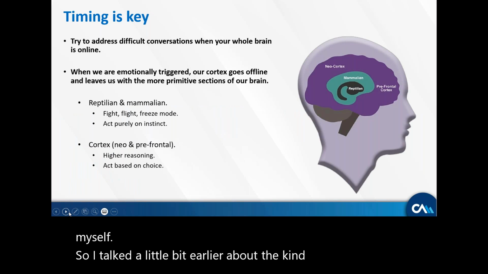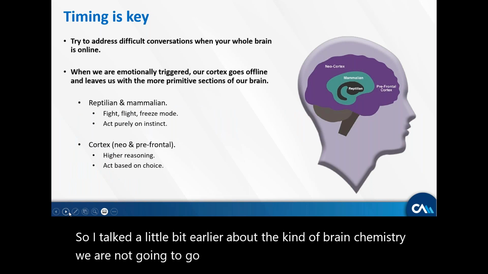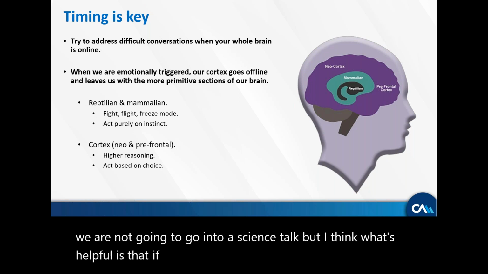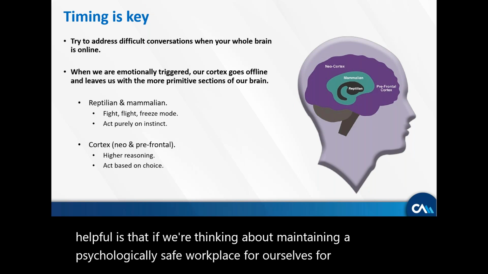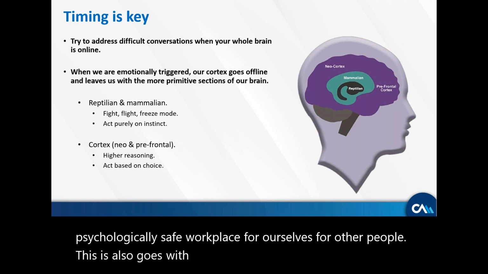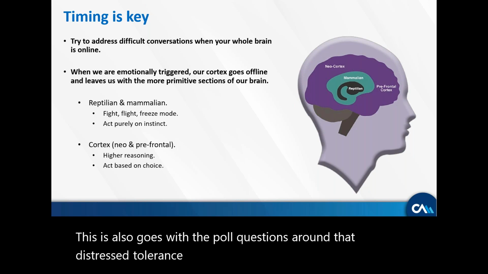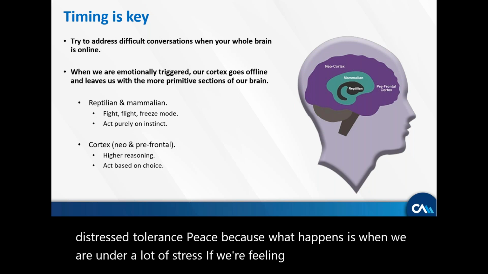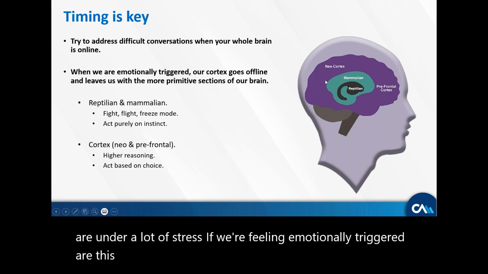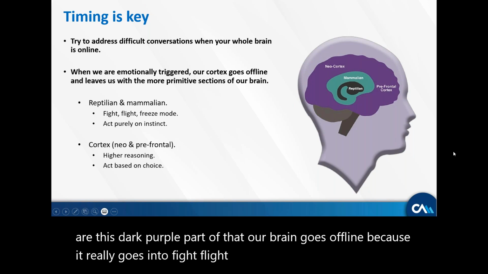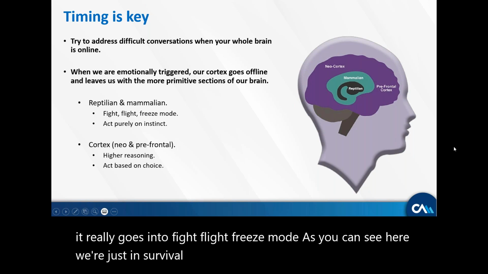So I talked a little bit earlier about the brain chemistry. We are not going to go into a science talk, but I think what's helpful is that if we're thinking about maintaining a psychologically safe workplace for ourselves and for other people, this also goes with the poll questions around that distress tolerance piece. Because when we are under a lot of stress, if we're feeling emotionally triggered, this dark purple part of our brain goes offline, because it really goes into fight, flight, freeze mode. As you can see here, we're just in survival mode.